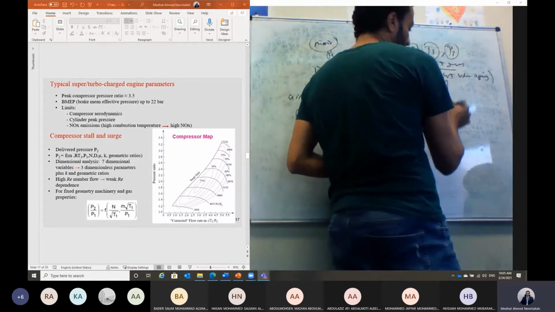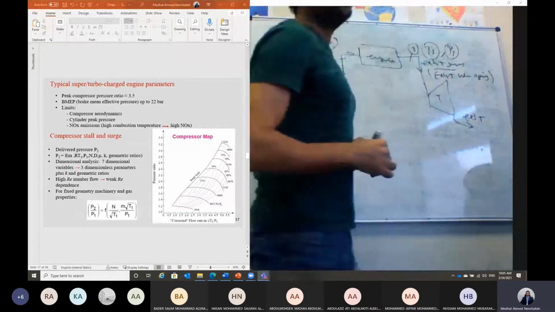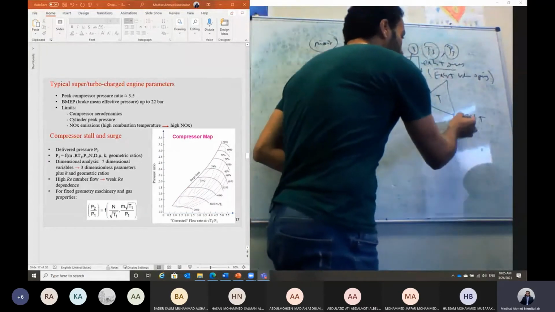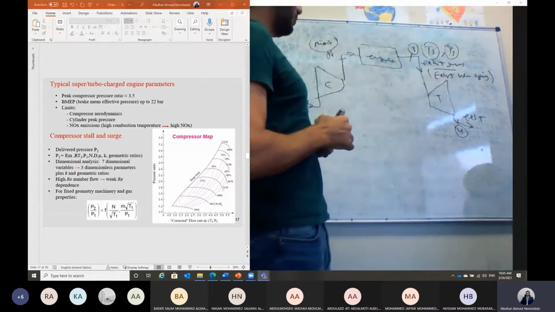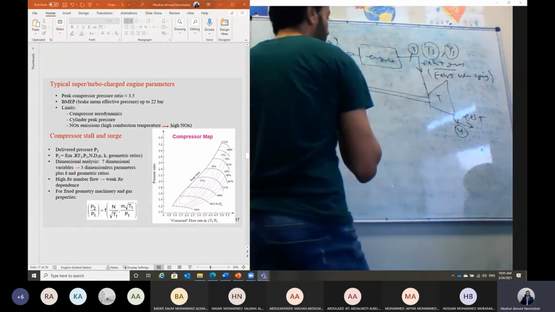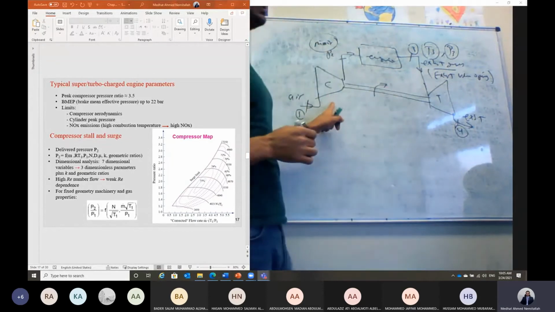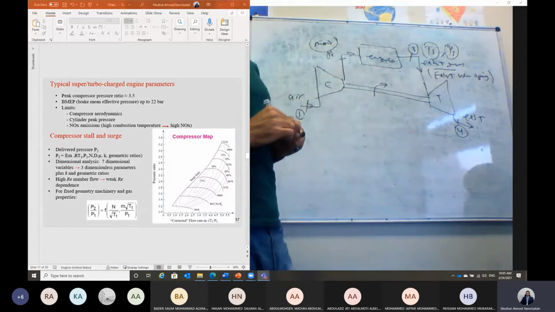So here we have a turbine. The gases expand through this turbine and leave, let's say, at point number 4. This turbine is connected to the compressor on the same shaft, so the power out of the turbine will just drive the compressor.